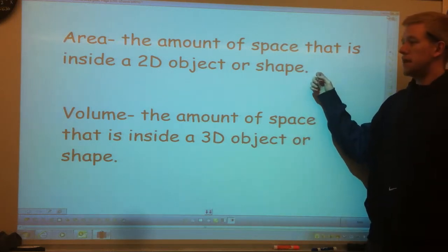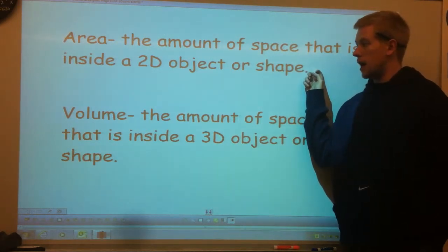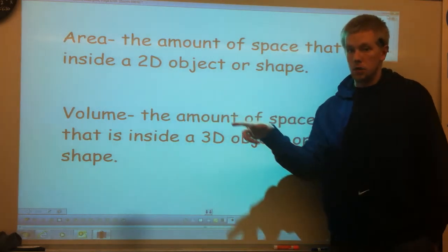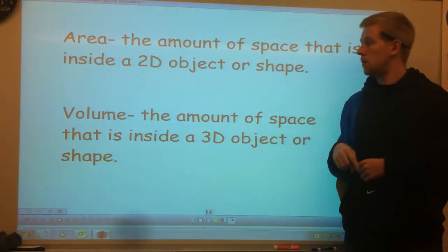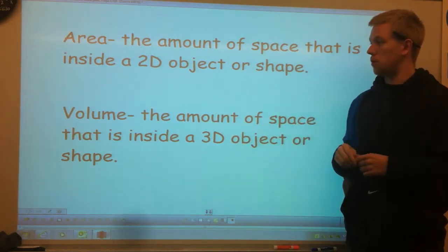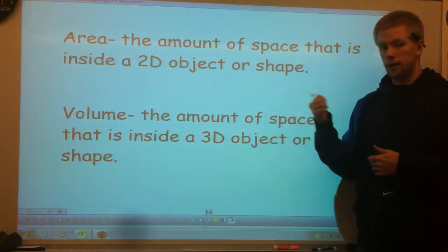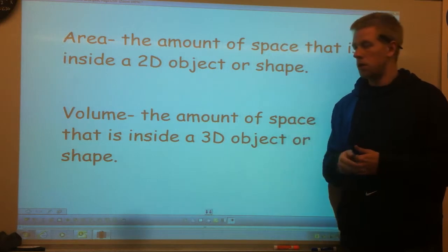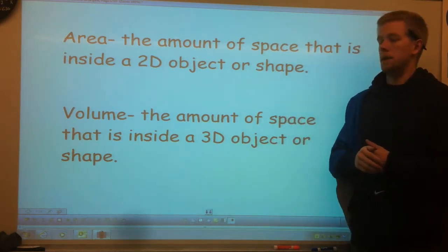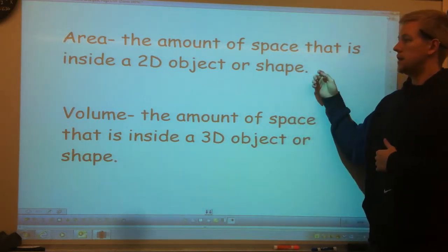Area is the amount of space that is inside a 2D object. That 2D is abbreviated for two-dimensional. Basically, if you can draw it on paper, or you could cut it out, then it would be a two-dimensional object or shape. So like a square, rectangle, triangle, circle, all those are two-dimensional shapes. So that is the definition of area.